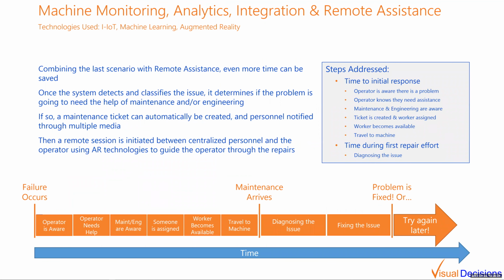And then a next step is, not only do we have the machine monitoring, the analytics, the integration, but now we can take those augmented reality capabilities that we talked about earlier and add those into this process as well. Imagine that we still have the upfront part of that process where the operator is made aware right away, they know they need help, a ticket is immediately created for maintenance, and they're passed information about the type of failure it is.